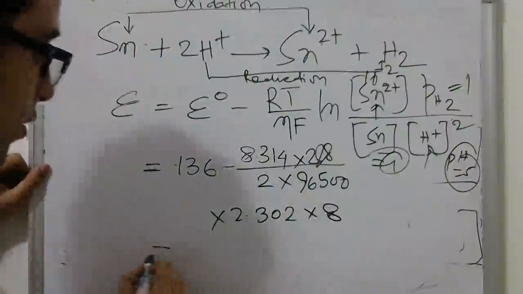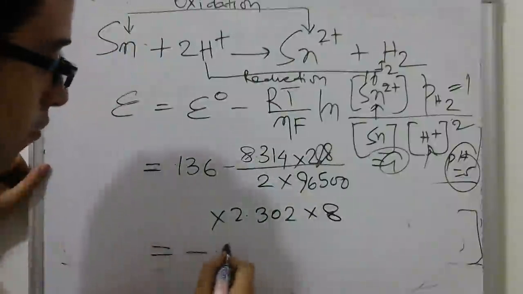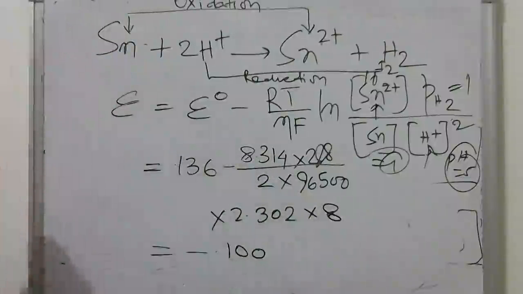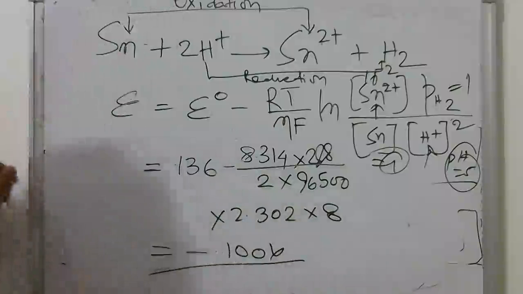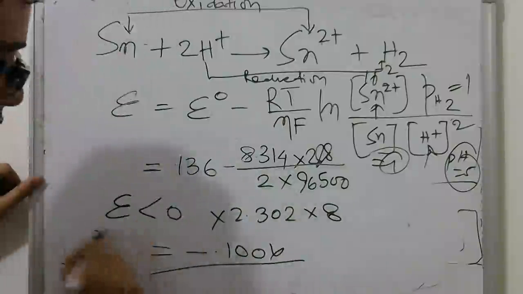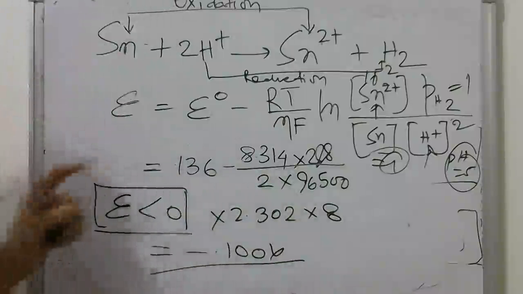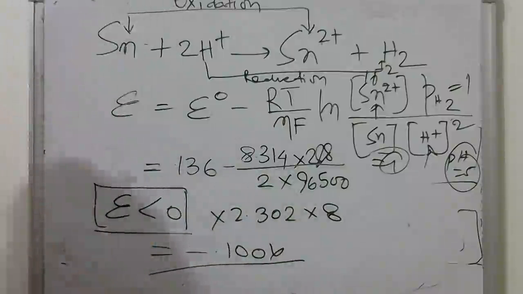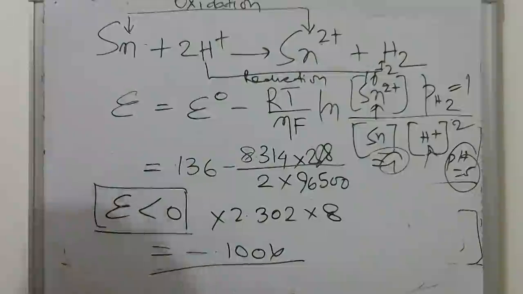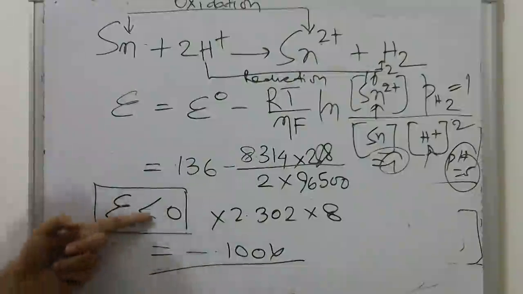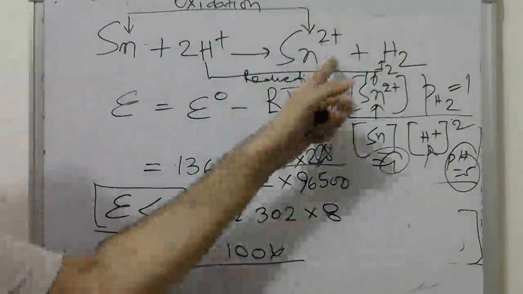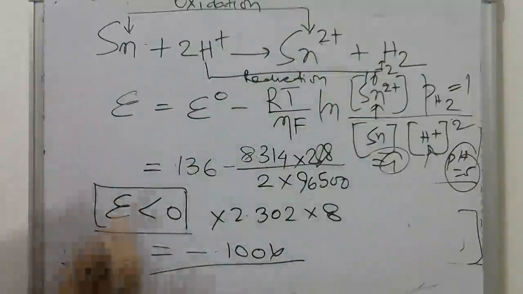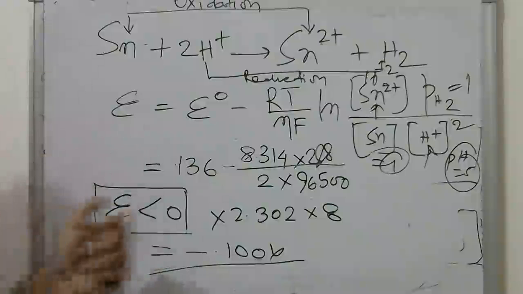So if you substitute everything, you will get minus 0.100. How much did I get? 4, I guess. So E is less than 0. E is less than 0 means this forward reaction is not favored. The reverse reaction is true. So my option C is correct.